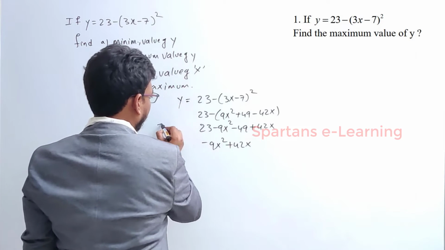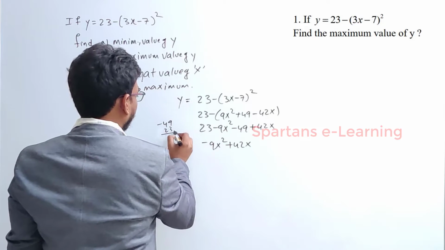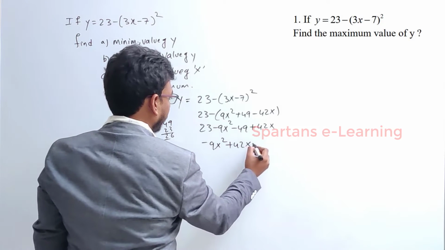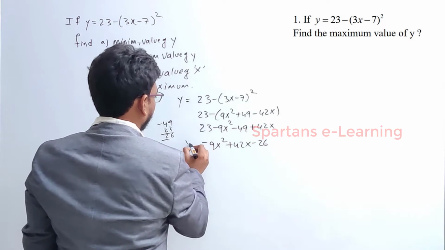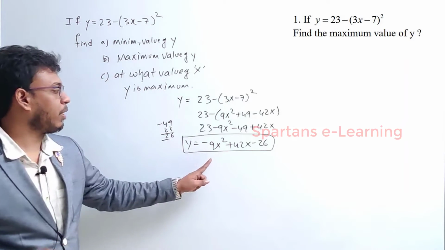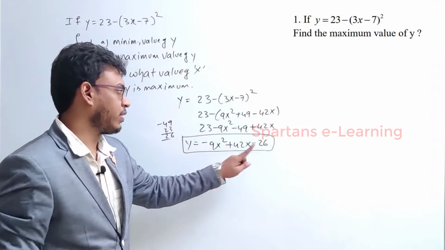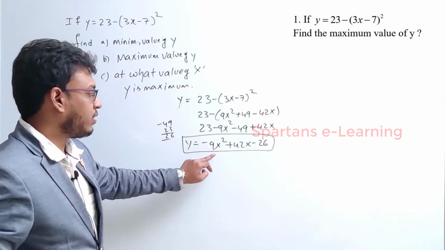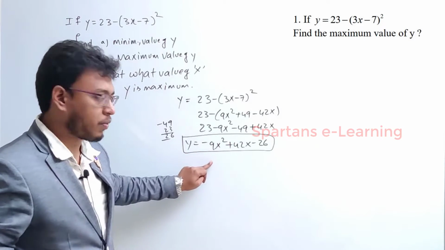This 23 minus 49 gives you minus 26, right? That's it. So if you see this equation, your y is nothing but minus 9x square plus 42x minus 26, right? Now what is this equation? This is a quadratic equation, right?